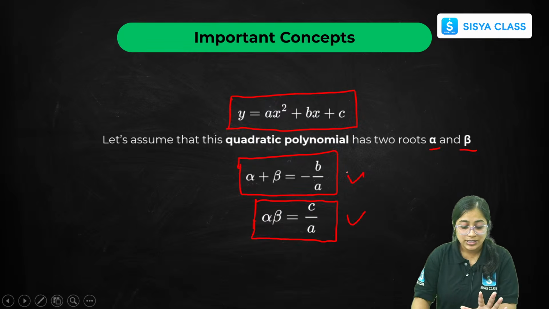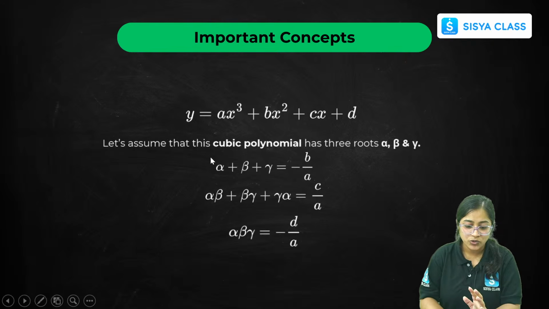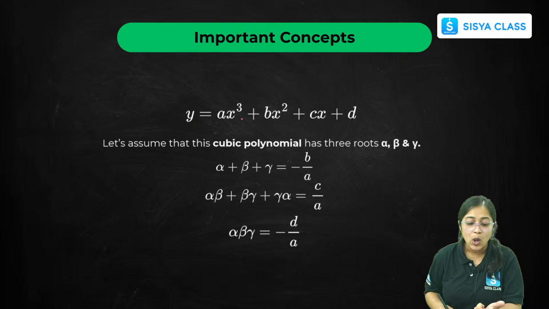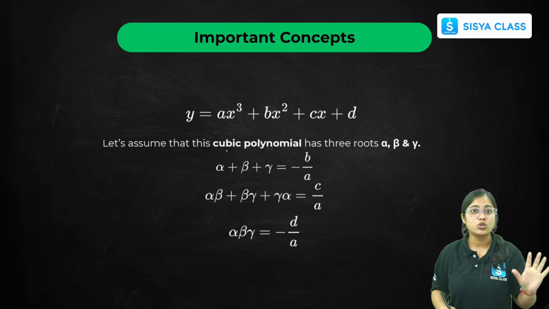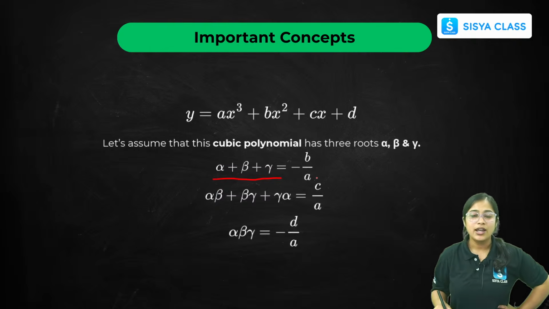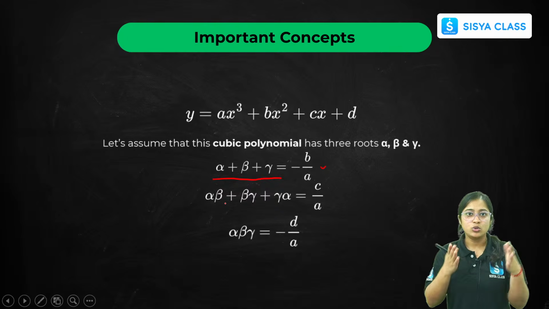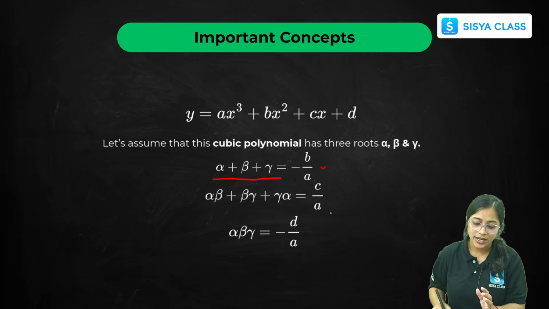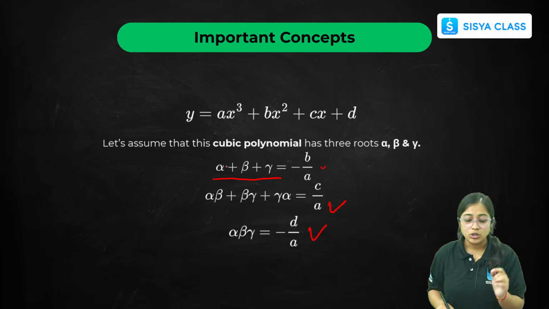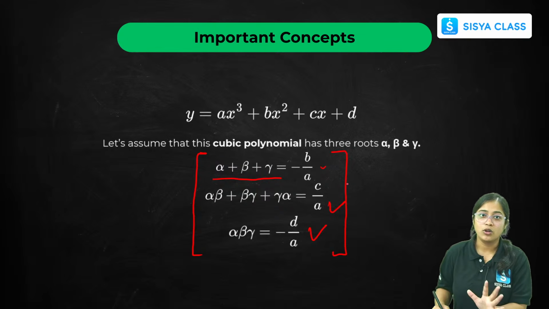Now similarly we have relation between roots of cubic polynomial as well, okay. So let's suppose you have this cubic polynomial y equal to x cube plus bx square plus cx plus d, right? Then what is the sum of the roots of this cubic polynomial? That is alpha plus beta plus gamma is equal to minus b upon a, and if you are taking product of two roots and you are taking the sum of that, it is equal to minus c upon a, and the product of roots is equal to minus d upon a, okay. So these are some important relations related to the roots of a cubic polynomial, okay.